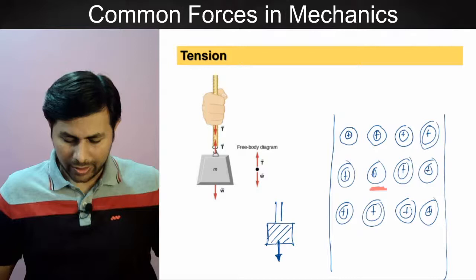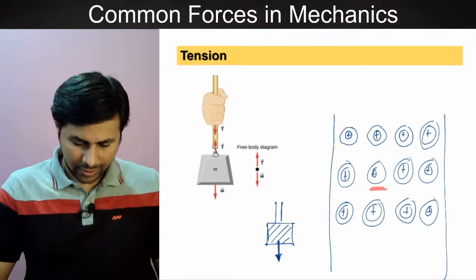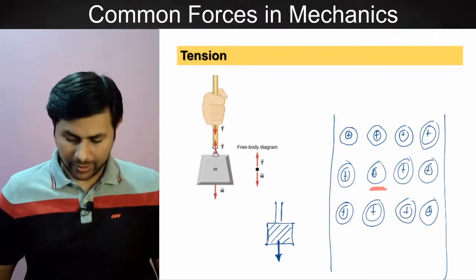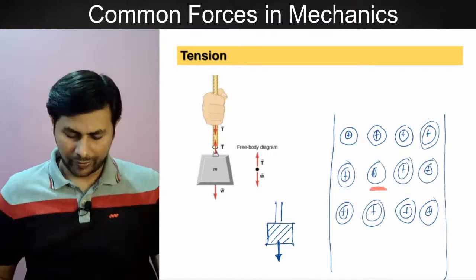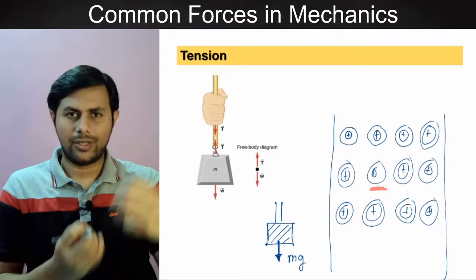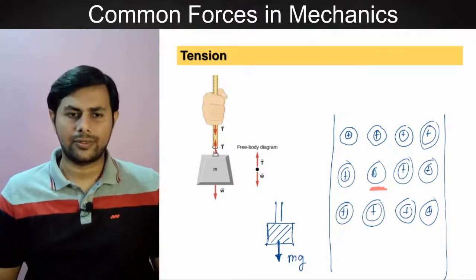So what I was saying is, this is a rope, and it's connected to this mass. And suppose it is hung. So there will be some gravitational force acting on this mass, due to which there is a little extension in this rope or spring or wire, and due to which the distance between these molecules increases.